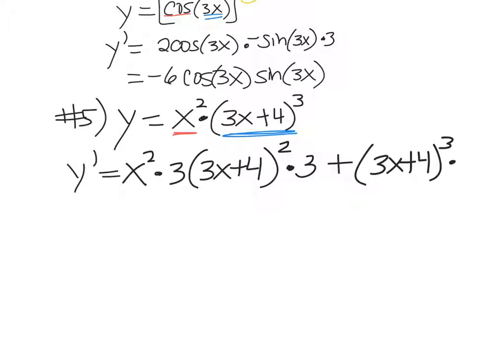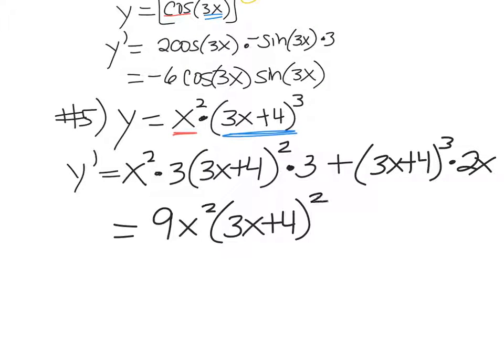times a prime. What's the derivative of x squared? 2x. Okay, and there's not much to simplify on these a lot of times, but let's get the 3 times the x squared. So that's 9x squared times 3x plus 4 squared. And never feel like you need to FOIL anything out at the end or use cube all that. You don't need to do that. You just leave it just like this. And that would be it.